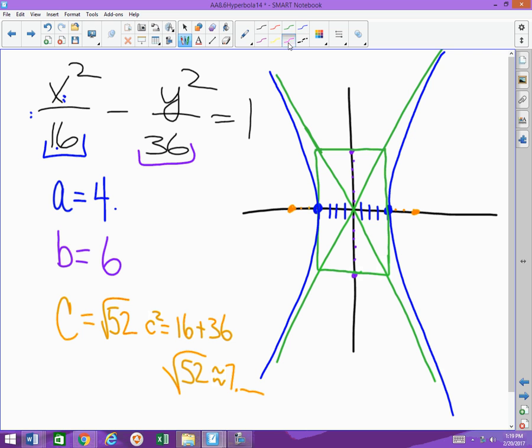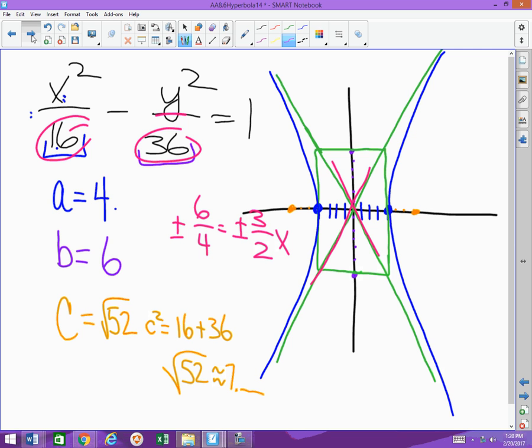And the slopes of the hyperbolas are plus and minus b over a, because we have to take the y part over the x part. So it's going to be plus and minus 6 over 4, which is the same as plus and minus 3 over 2. That's what the equations of this line and that line would be. Plus and minus 3 over 2x.